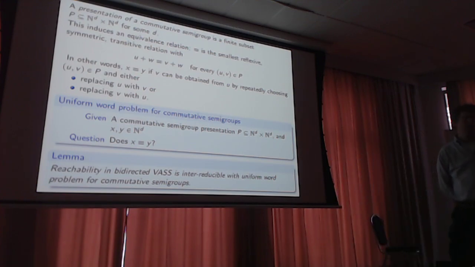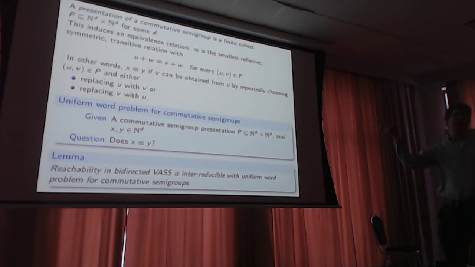How do you represent a transition, like you add a vector v, in this uniform word problem? I'm just lacking some. Each letter is a count. This problem is literally Petri net reachability. So that presentation is exactly the set of your VAS transitions. The semigroup presentation you can think of as a Petri net.